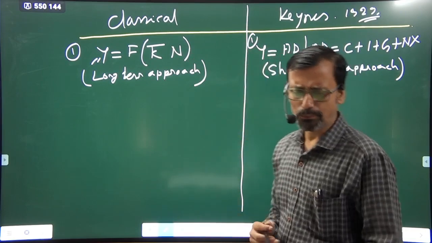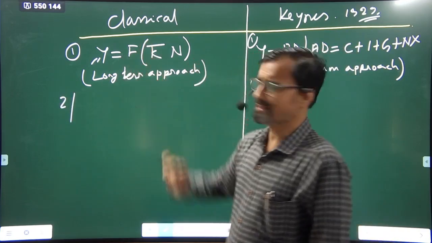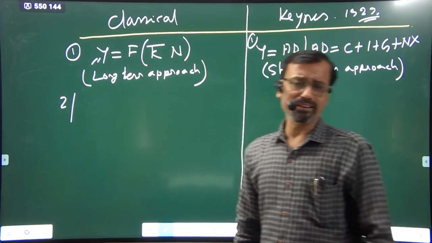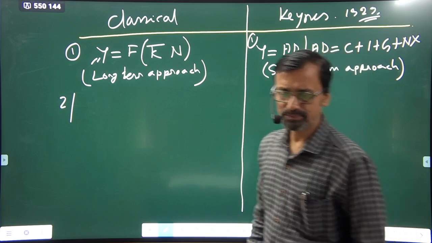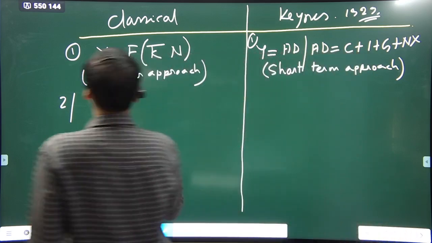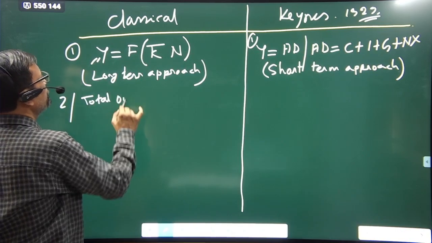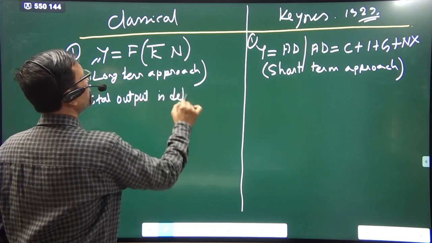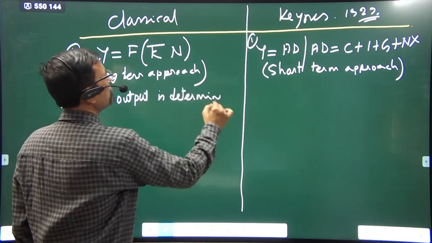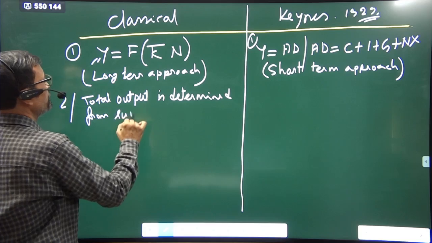Now come to one thing. As per the classical view, output is actually determined by the supply side. That is, total output is determined from the supply side.